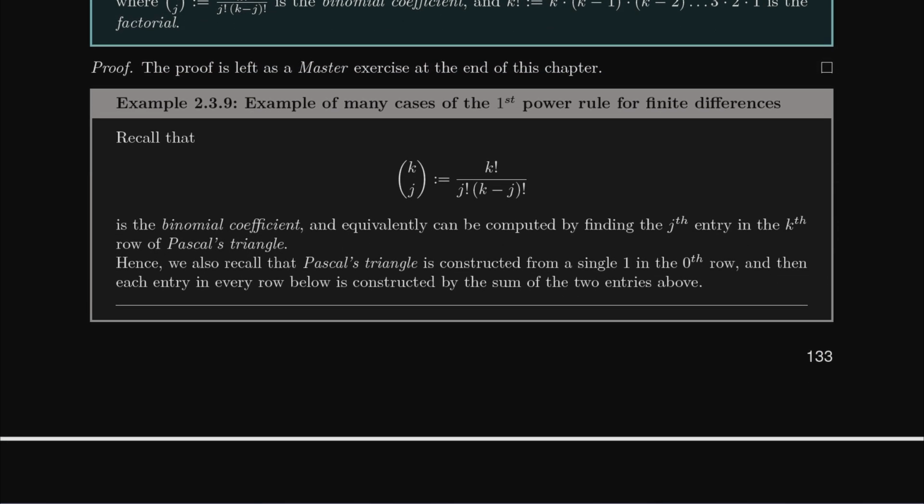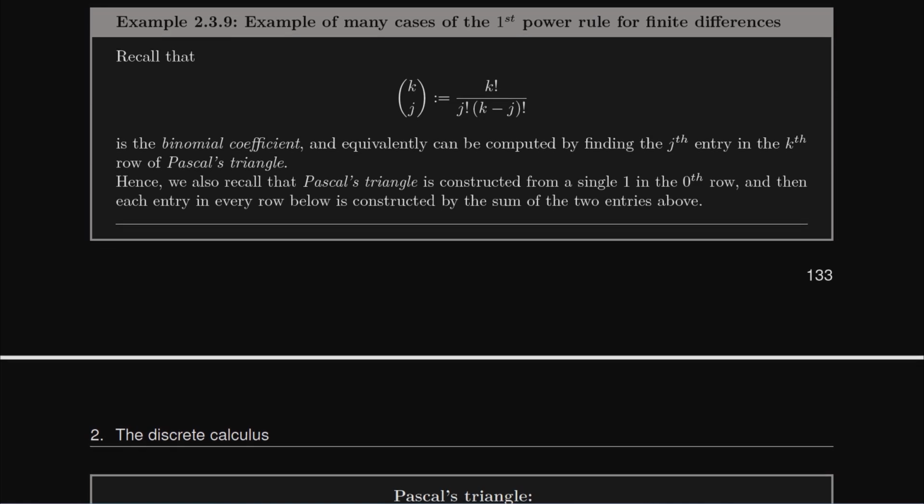Let's actually look at this. We're going to do an example of quite a few cases of this first power rule. Let's recall really quick how this binomial coefficient works. We've got k choose j, which is defined as k factorial over j factorial times k minus j factorial. And these can be computed by finding the jth entry in the kth row of Pascal's triangle, but they can also just be computed directly, recalling that k factorial is defined by k times k minus 1 times k minus 2 dot dot dot times 2 times 1.